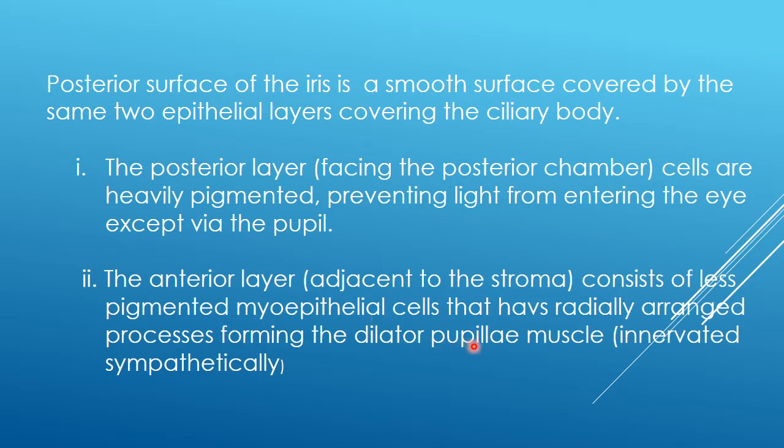This muscle has sympathetic innervation, through the long ciliary nerves. These help to increase the diameter of the pupil, because when they contract, they increase the diameter of the pupil. So these are the two layers: the posterior pigmented layer and the anterior myoepithelial-like layer, which gives the dilator pupillae muscle.